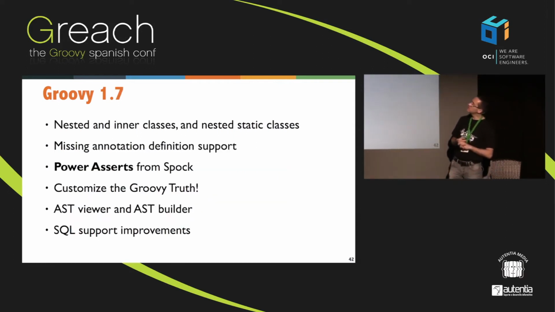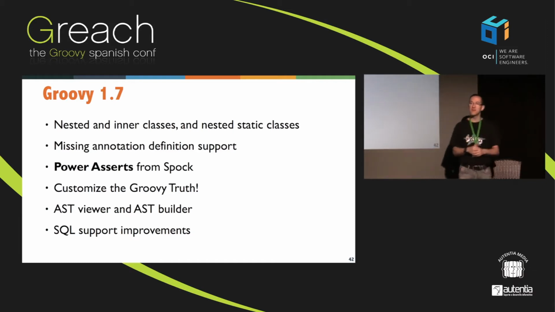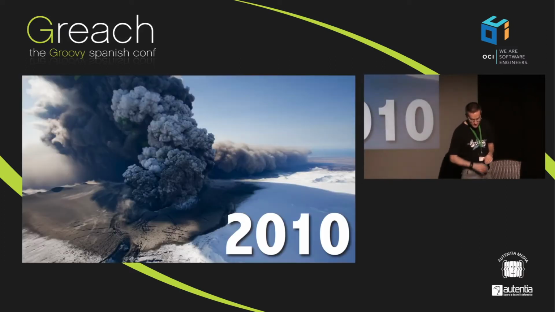In 1.7, the thing I was the most happy with was the integration of power asserts, which were actually coming from Spock, because they had been developed there. I asked Peter, hey, could you contribute that to Groovy? And he took power asserts and put that into Groovy. So for tests, that's really, really great, those very advanced asserts.